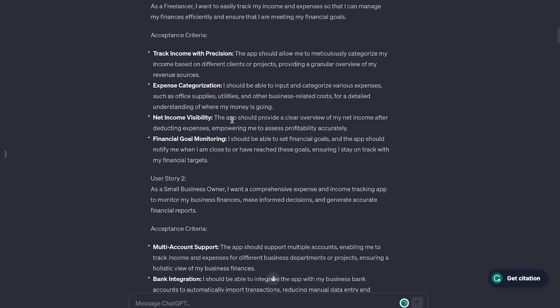Okay. The app should provide a clear overview of my net income after deducting expenses, empowering me to assess my profitability accurately. All right. Now, for this particular app, there are going to be a small percentage of users who care about things like profitability, right? But for other people who are just normal people, they don't care about profitability, but they might care about savings rather than profitability, right? So technically, profitability and savings is sort of the same way if you sort of break this into two personas.